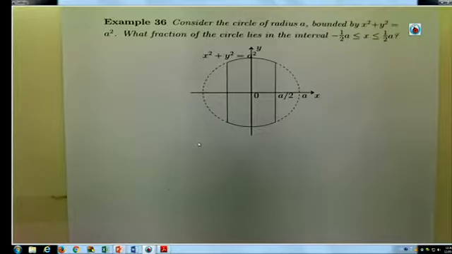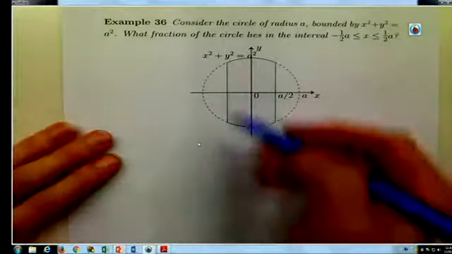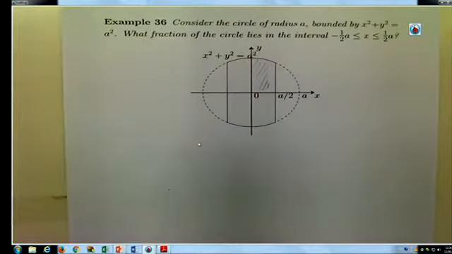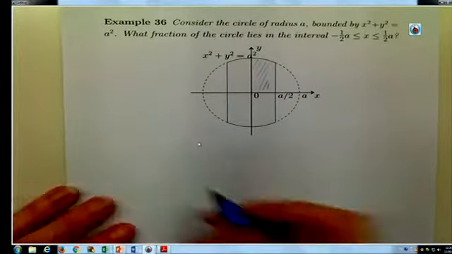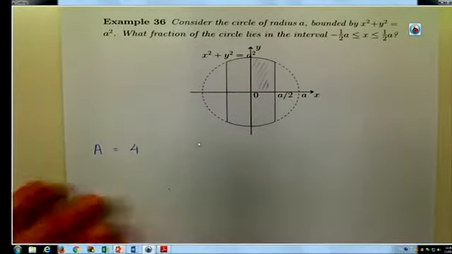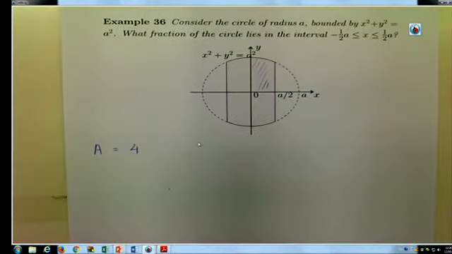So instead of finding that whole area, what I'm going to do is find this area here, and I'm going to times it by 4. So the area is going to be 4 times whatever this is. Now we just have to figure out what that is.